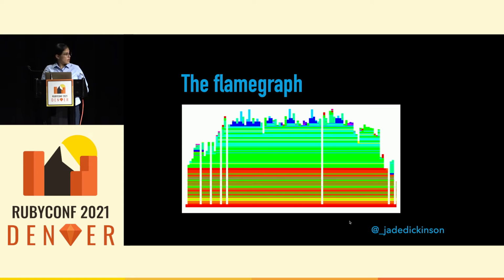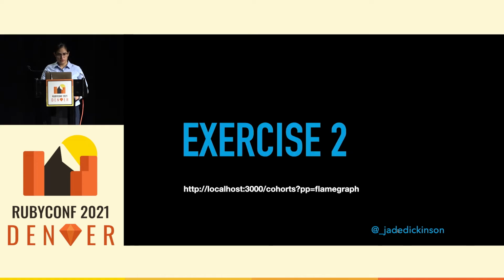So the height of the flame is how deep we are in the stack, and at the bottom, you're going to see stuff like Ruby or Puma, the very base stuff. The x-axis on this flame graph represents time, and you can also click on any part of the graph to see what line of code has been reached at that point, and all the code that it calls. So next up, we're going to look at making Rack Mini Profiler show a flame graph for your page.